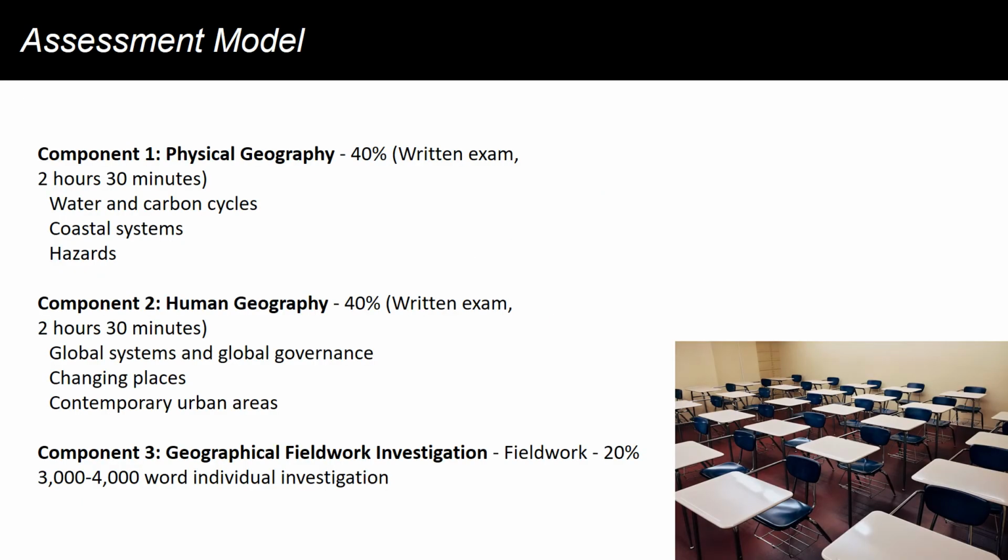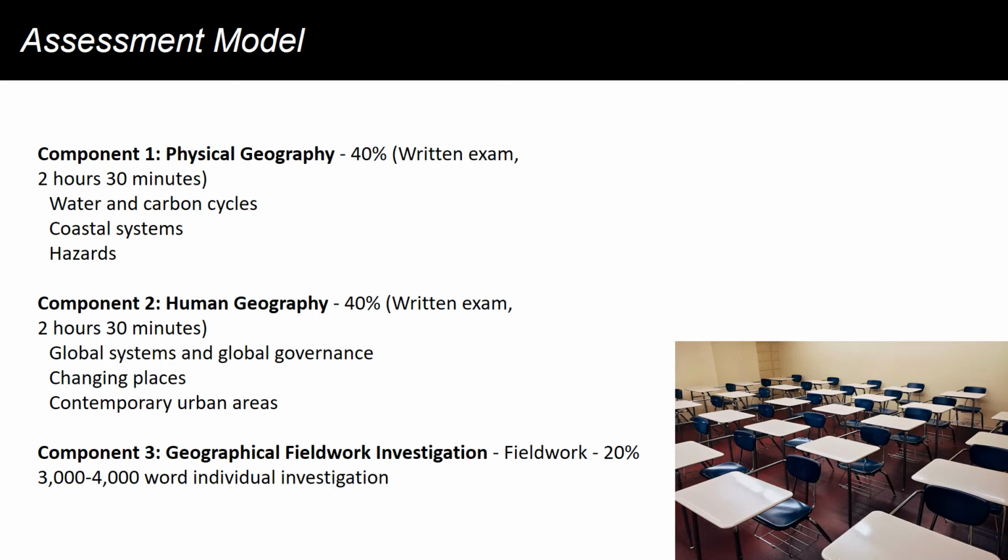Assessment at A-Level Geography consists of 3 components. Component 1 and Component 2 are very similar. They're both written exams taken at the end of Year 13. They're 40% of the course each, and they're a 2.5-hour exam. Component 1 tests you on the physical geography: water and carbon cycles, coastal systems and hazards. Component 2 tests you on the human elements: global systems and global governance, changing places, contemporary urban areas. They're a very similar format, some data analysis, some stimulus questions, building up to an essay. There's plenty of opportunity in lessons to have practiced those questions, and by the time you sit that final exam, you'll know exactly how to answer them.